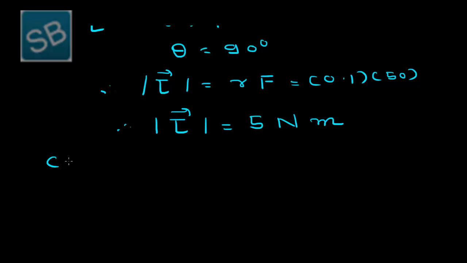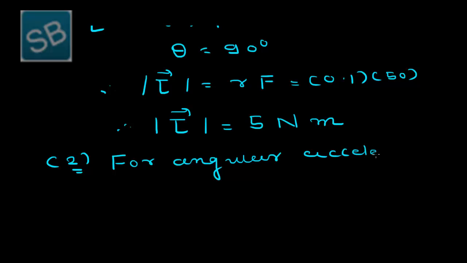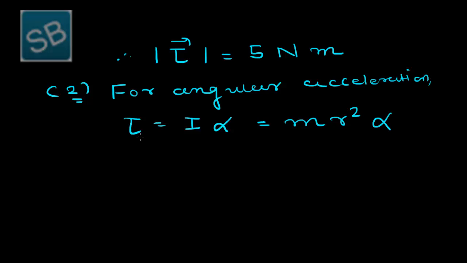That means we have to find out alpha. So for angular acceleration, we have one relation that tau is equal to I into alpha. But as we know, I is the moment of inertia and is given in terms of mass and radius, in terms of mr square, and here the alpha is as it is. Now substitute the known values.